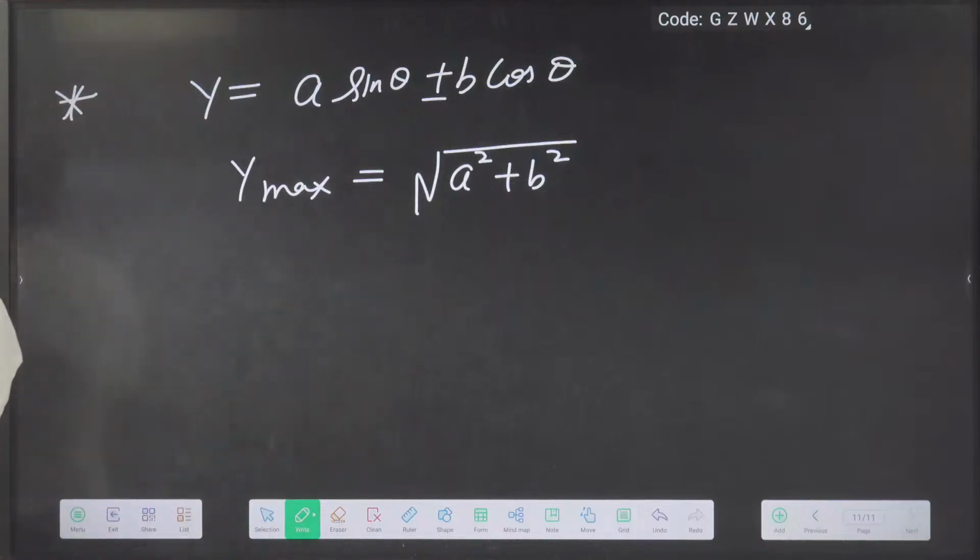Everybody got? So when you see this type of expression, maximum value is the root over a square plus b square. Okay.